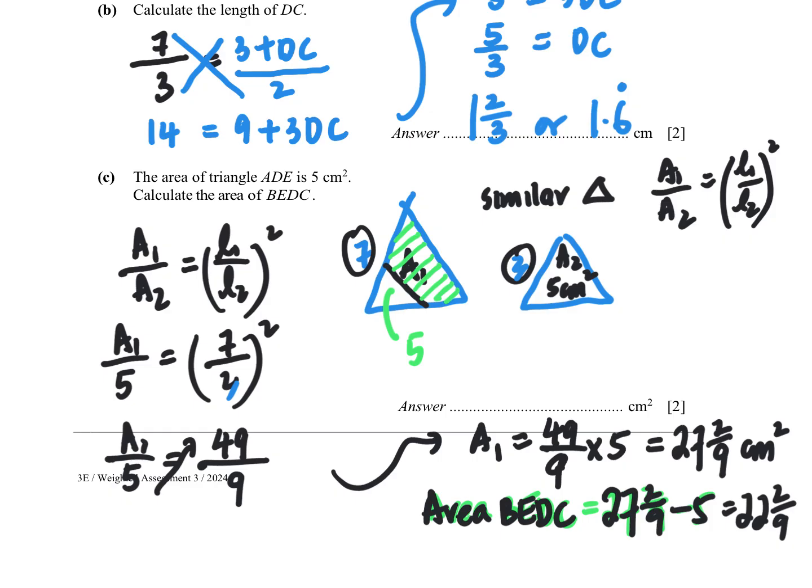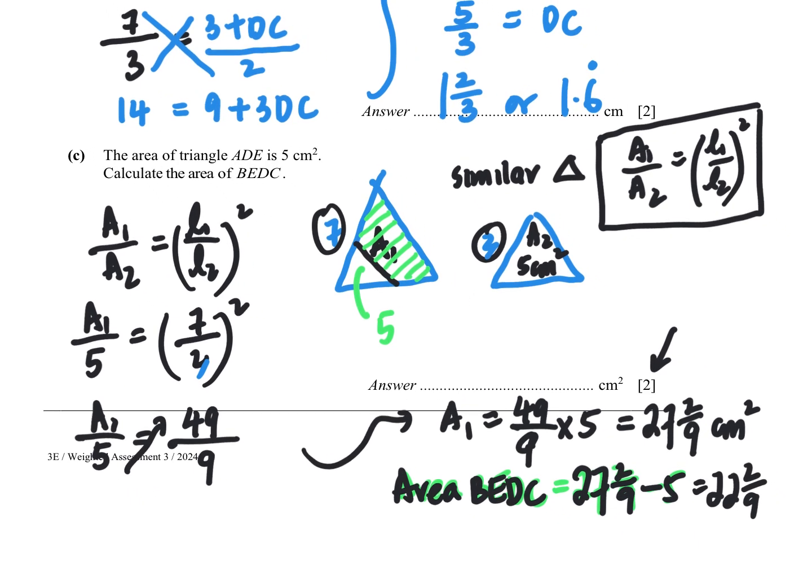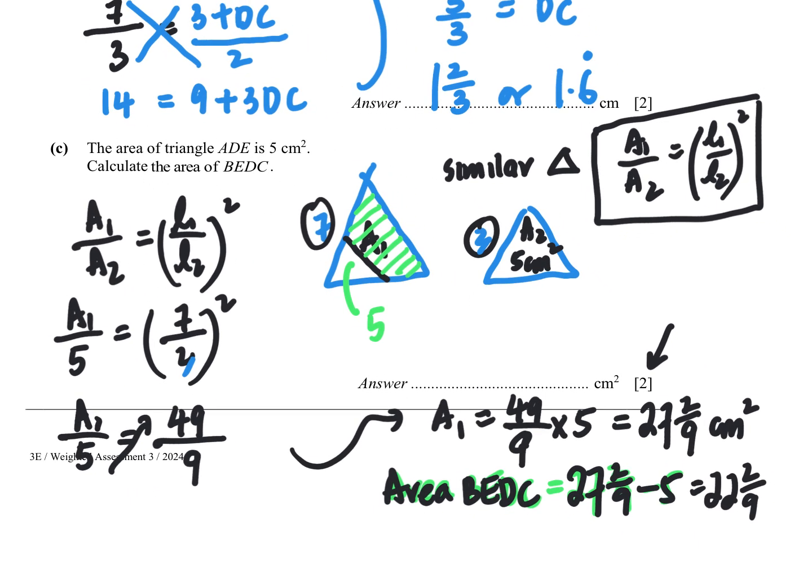Usually when it's area for similar shapes, it is this method. Don't need to go and find half times base times height. Too tedious. And then you look at the marks, 2 marks only. So once you see similar triangles or any similar shape, it is this ratio. Okay, must be this ratio. Yeah, so you square it. Then you get 49 over 9.